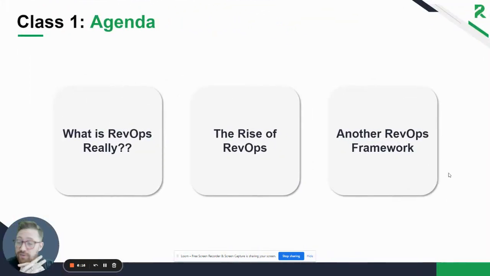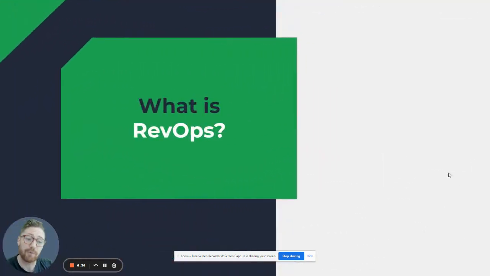So this is the agenda for today. Really simple questions we're asking. But at the end, I think we'll have some clarity around what the heck revenue operations really is, why we're saying the word all the time, and then another RevOps framework. Let's start talking about why I'm saying it that way and making fun of it. So number 1, what is RevOps?